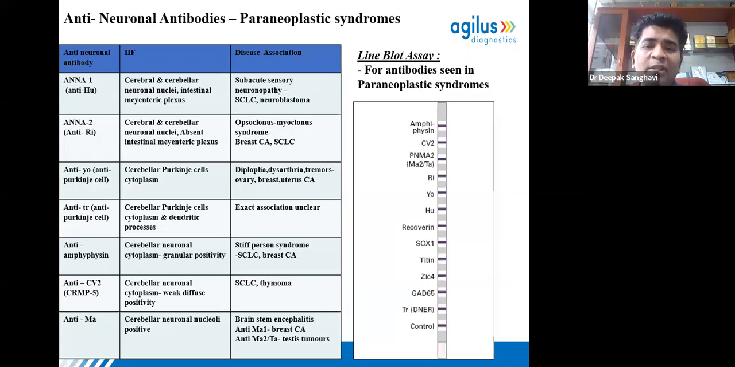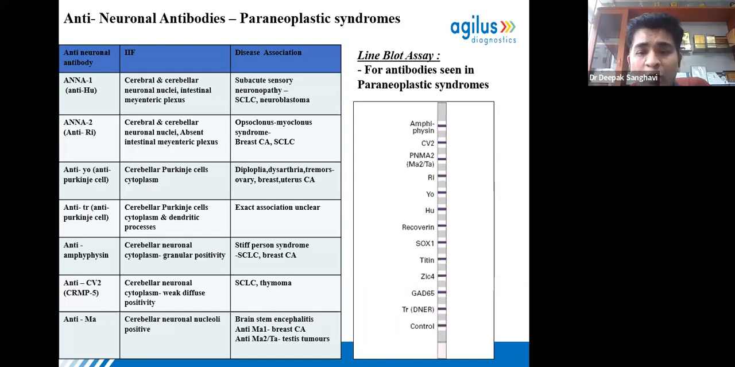The second commonly used method for detecting these antibodies is the immunoblot. So you have this blot, this strip which has multiple antigens coated on it, and when you subject this to the serum or CSF sample, you get these bands positive. Here, as you can see, the list is there: amphiphysin, CV2, Yo, Hu, recoverin, SOX1, titin, ZIC4, GAD65. So these are all the names of the tests that we are getting, and how do we report based on the band that we see.